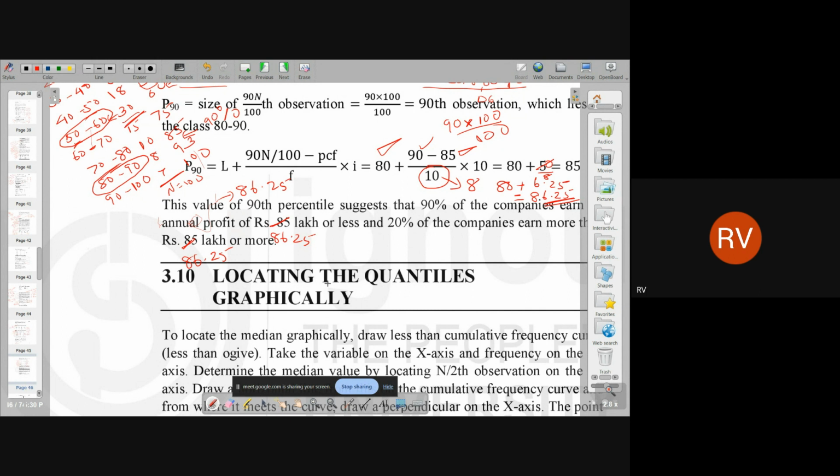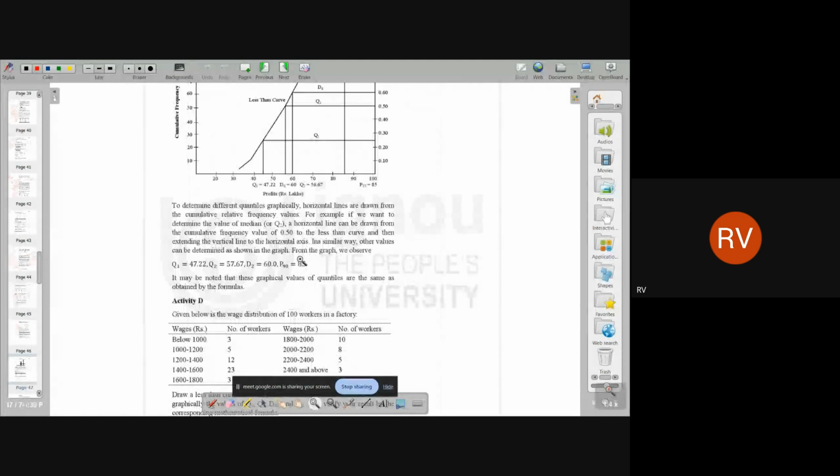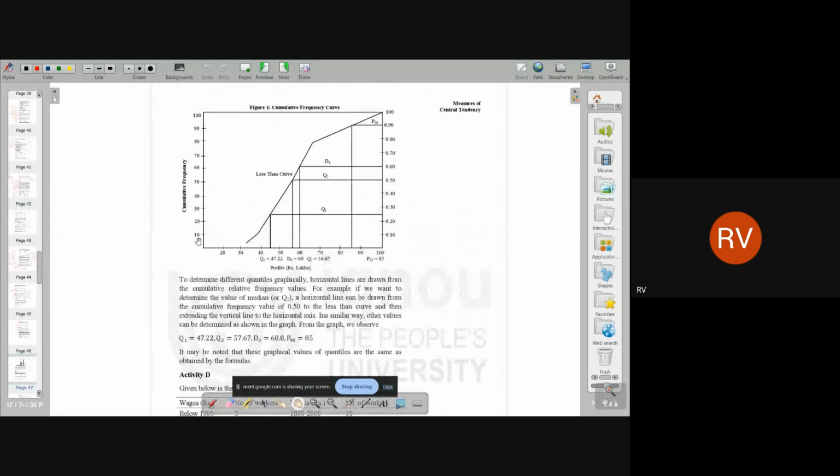Then, locating quartiles graphically. Here, find the relative frequency. The total frequency is 100, so the relative frequency is 1 by 10, that is 0.1, 1 by 20 is 0.2, 1 by 3 is 0.3. Q2 is the 50th percentile.